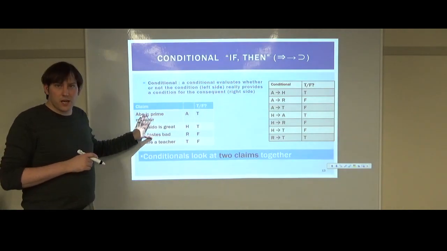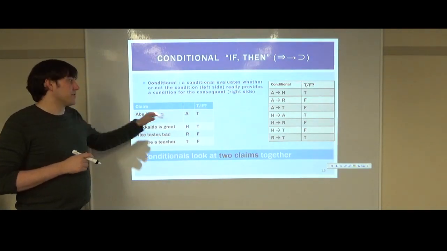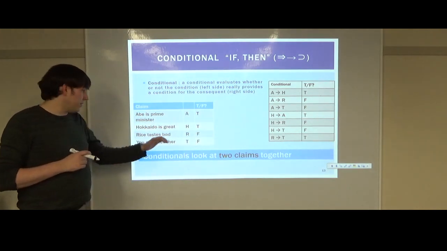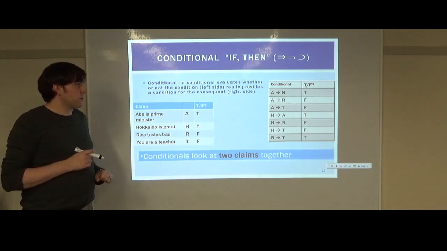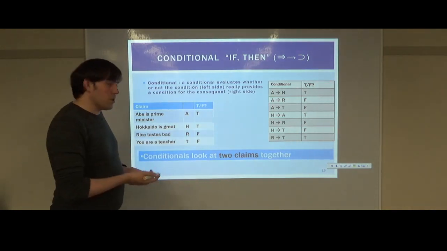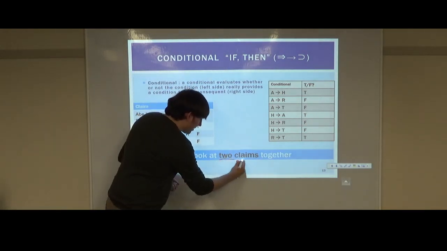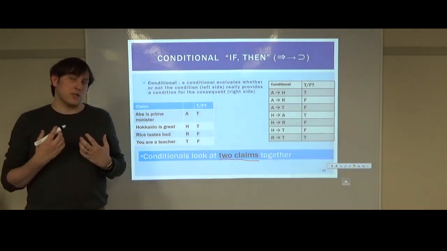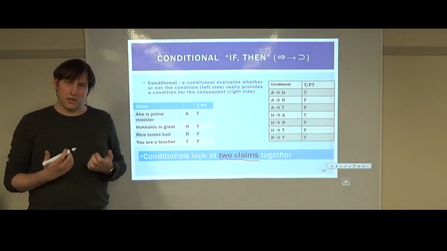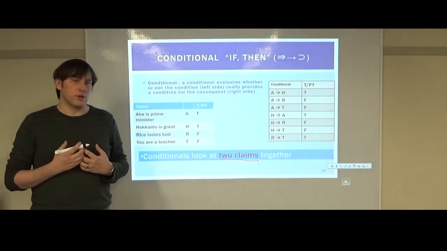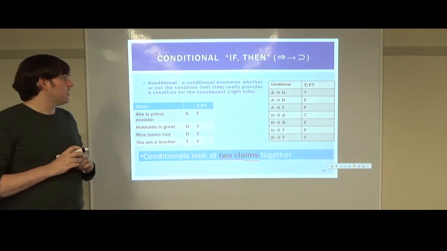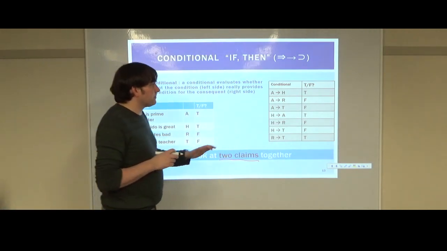So we're going to use the same four examples. Abe is prime minister, true. Hokkaido is great, true. Rice tastes bad, false. You are a teacher, false. So again, this looks at two claims. And in this case, unlike with conjunction, our big word for and, or disjunction, our big word for or, the order matters. So let's look at these cases.